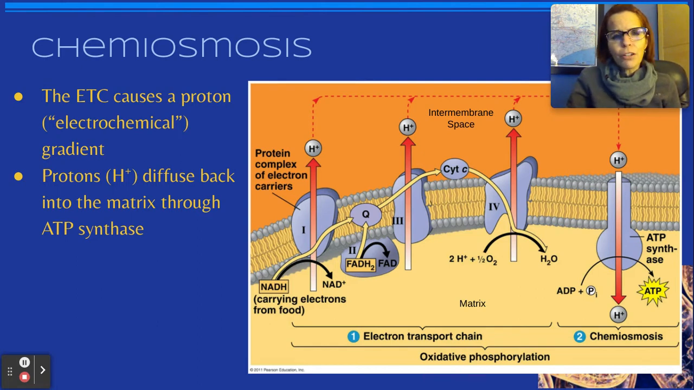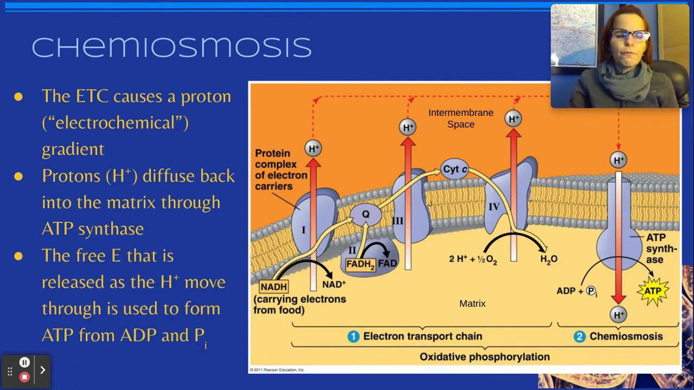The protons then diffuse back into the matrix through ATP synthase. Now, that should be a name that you're familiar with. We saw an ATP synthase in photosynthesis. The thylakoid membranes also have ATP synthase, and they make a little bit of ATP during the process of photosynthesis. So that's why it looks familiar to you. The free energy that is released as the hydrogen ions move through that ATP synthase is used to form ATP from ADP and inorganic phosphate.